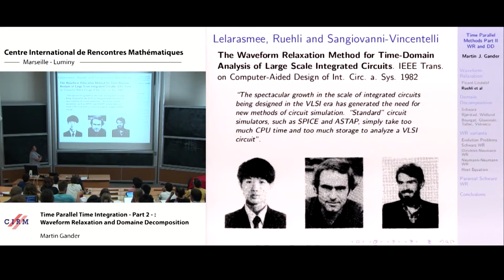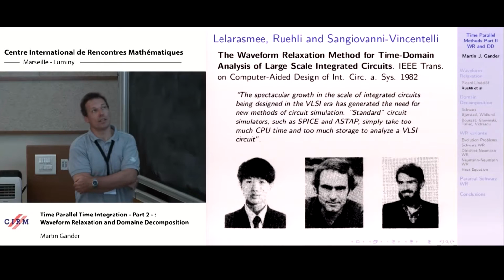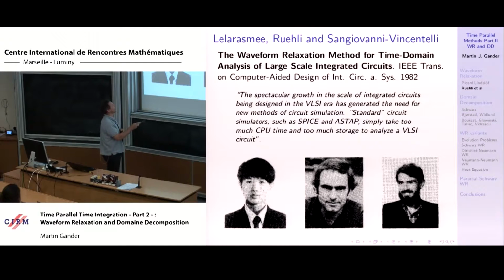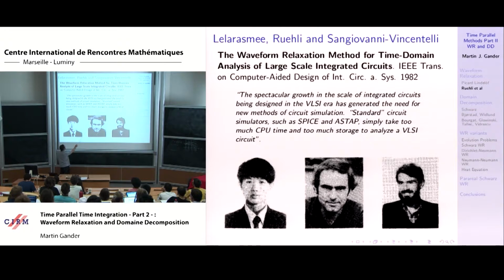In 1982, there was a major invention for VLSI design by Lehrer Rasmi, Rioli, and San Giovanni Vincentelli. And it's nice, these IEEE papers, they have pictures. So you can see how they look like. This is Lehrer Rasmi, this is Rioli, this is San Giovanni Vincentelli. Rioli was a Swiss. He worked for IBM Rüschlikon, then emigrated to the US, worked at the IBM lab in Yorktown Heights until he retired.